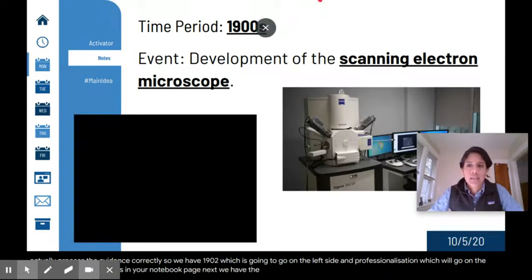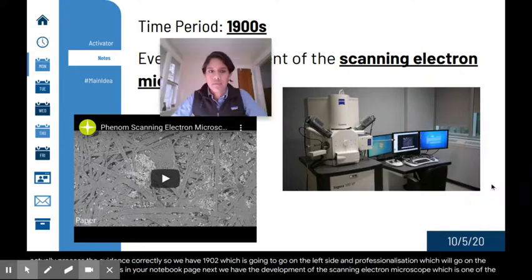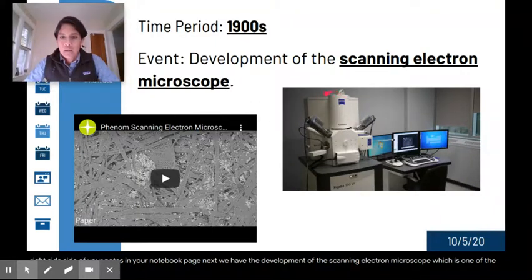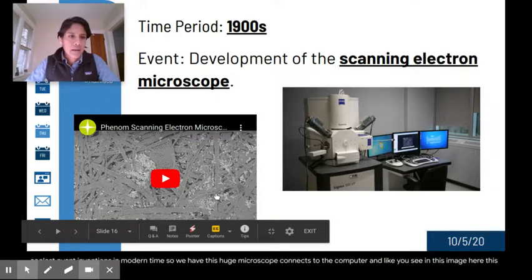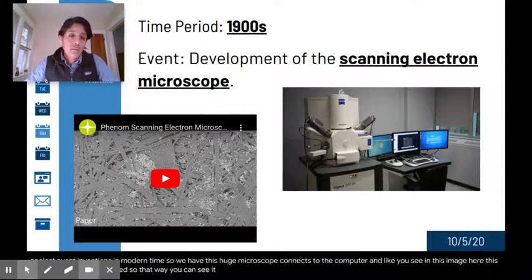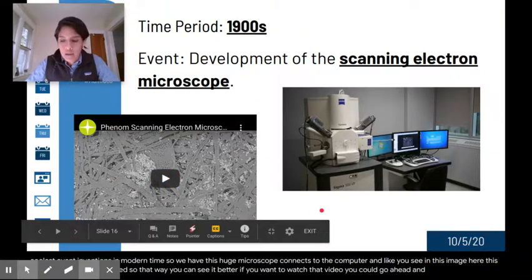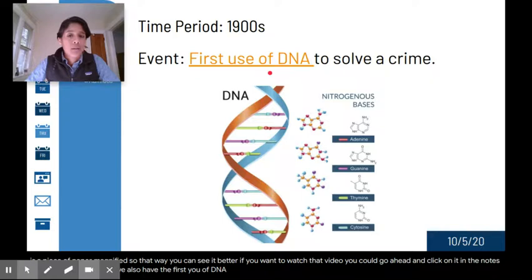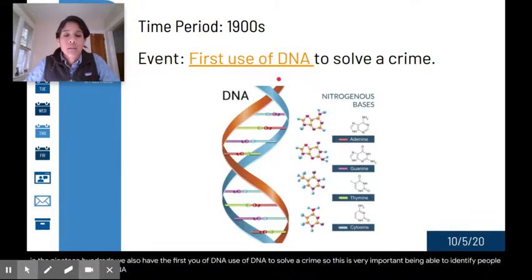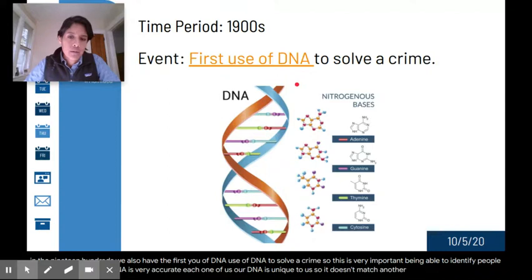Next, we have the development of the scanning electron microscope, which is one of the coolest inventions in modern time. So we have this huge microscope. It connects to a computer, and like you see in this image here, this is a piece of paper magnified so that way you can see it better. If you want to watch that video, you could go ahead and click on it in the notes. In the 1900s, we also have the first use of DNA to solve a crime. So this is very important. Being able to identify people from crime scenes with DNA is very accurate. Each one of us, our DNA is unique to us, so it doesn't match another person.